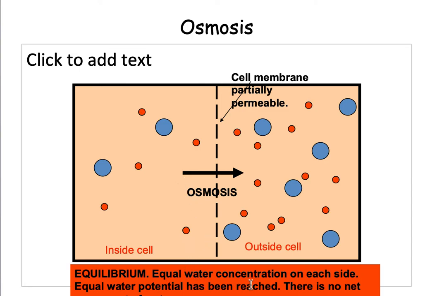Equilibrium: equal water concentration on either side. Each water molecule has reached its balance. There is no net movement of water. That's the end point.